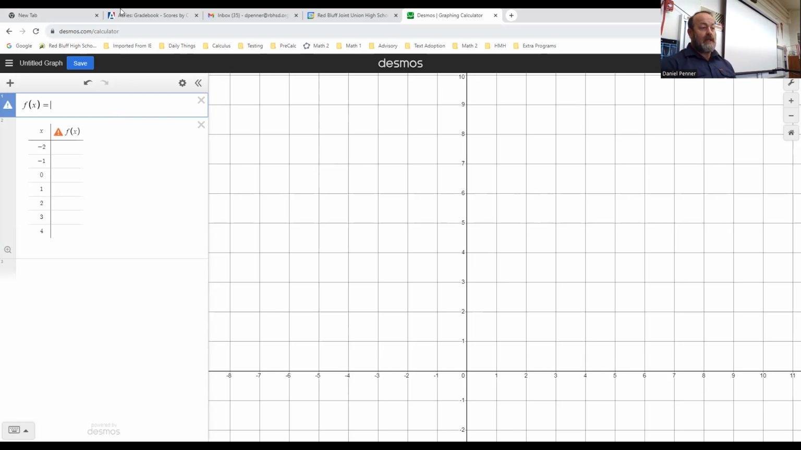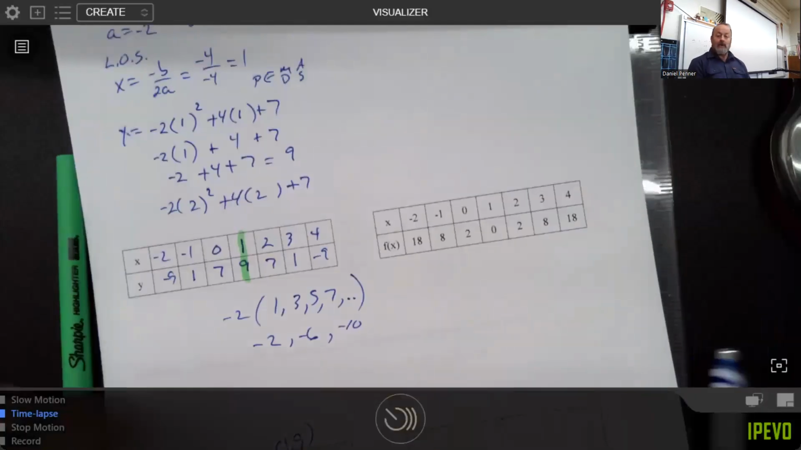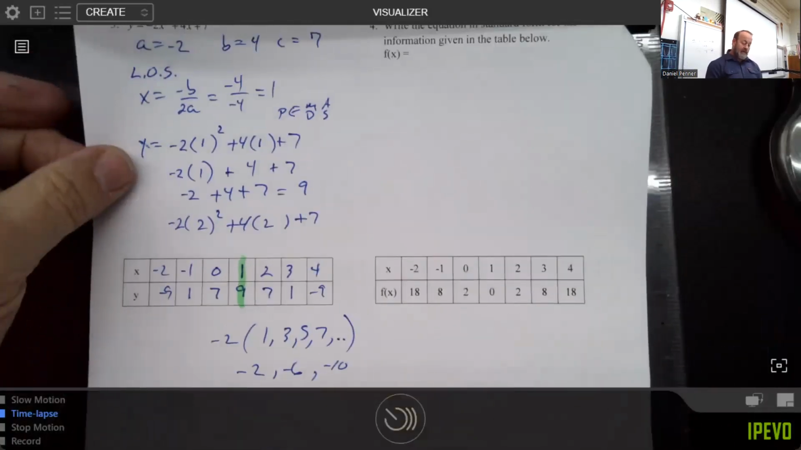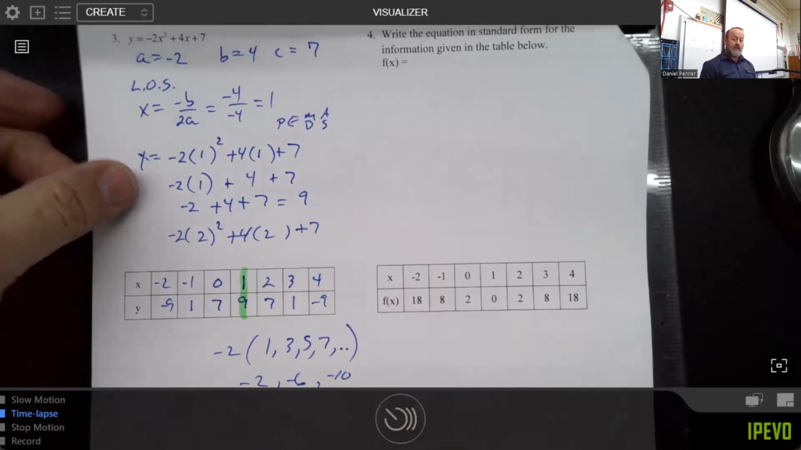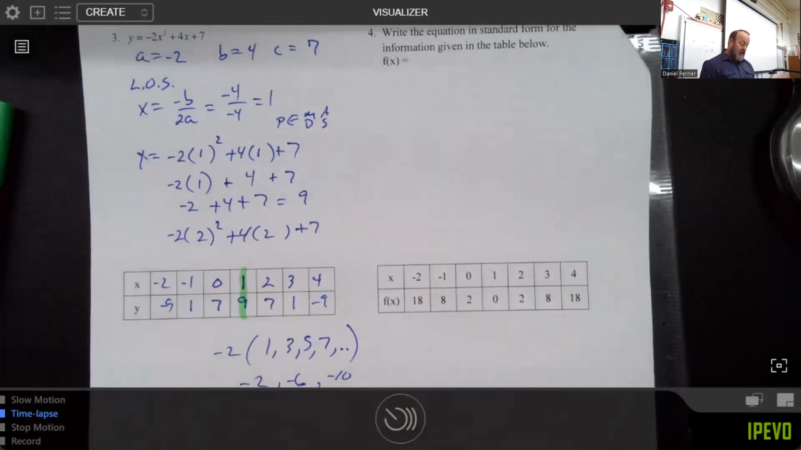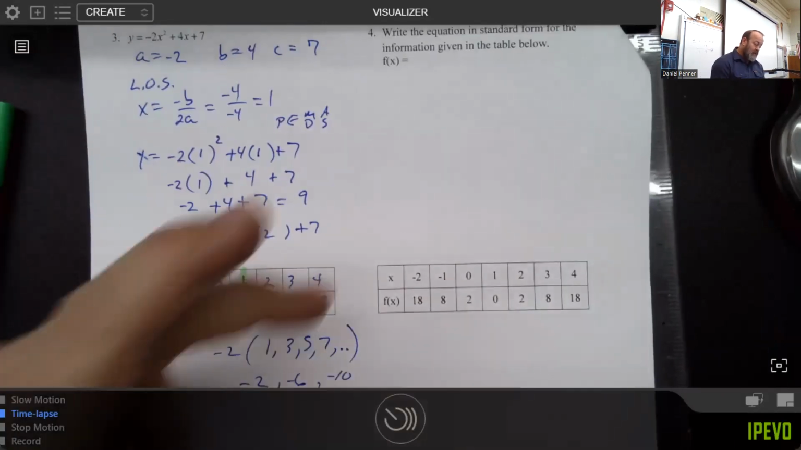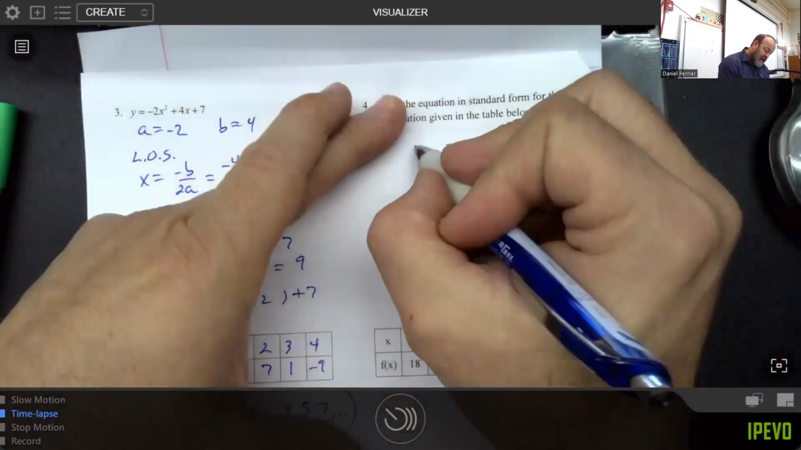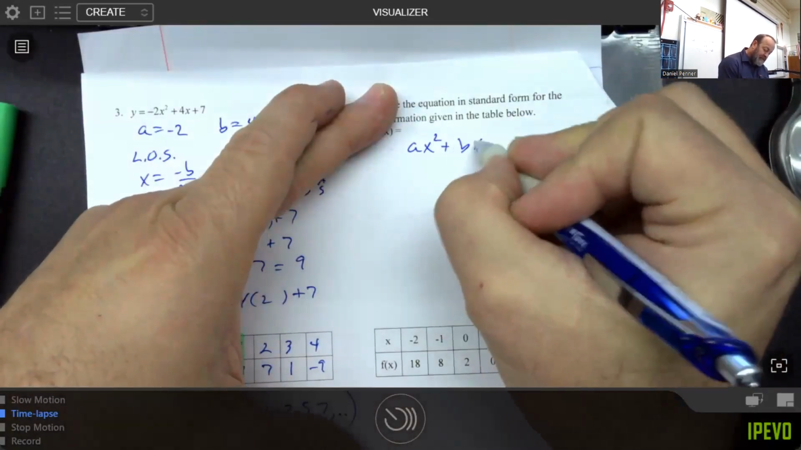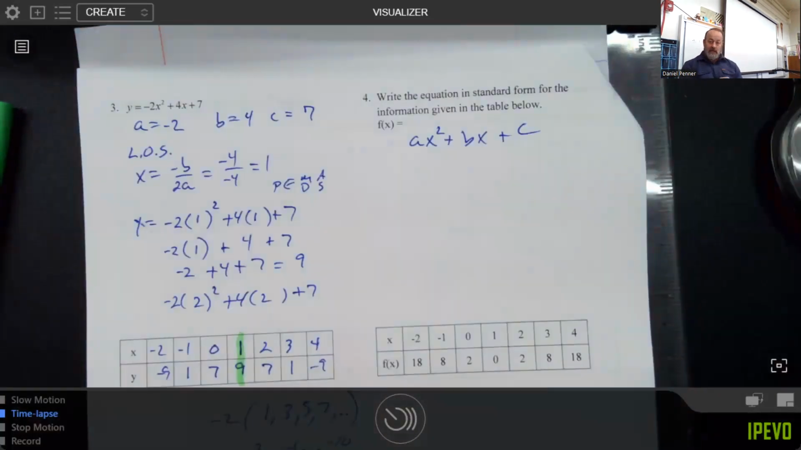So let's go back to that. So off we go back to this. Now, of course, we are now going to be taking a data table and trying to figure out how to generate what we have. Well, there's a few things to know. I want to find out what A is, I want to find out what B is, and I want to find out what C is.